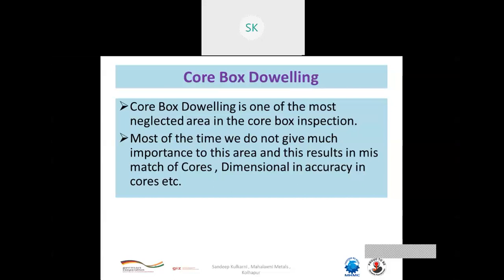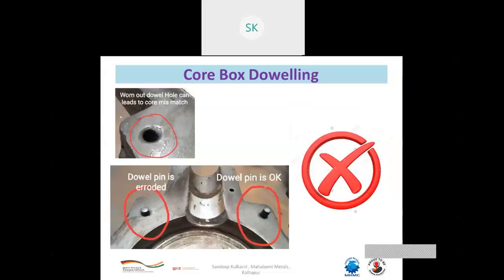Most of the time the dowels are not checked regularly, and dowels are getting worn out. The dowel holes are getting worn out and dowel pins are getting eroded, and because of that you find the core boxes are mismatched and your cores are also coming mismatched. It gives you problems of wall variation, dimension inaccuracy and all these things. So you can see the photographs I have shown you: some of the worn out holes, and how the eroded dowel pins are there.